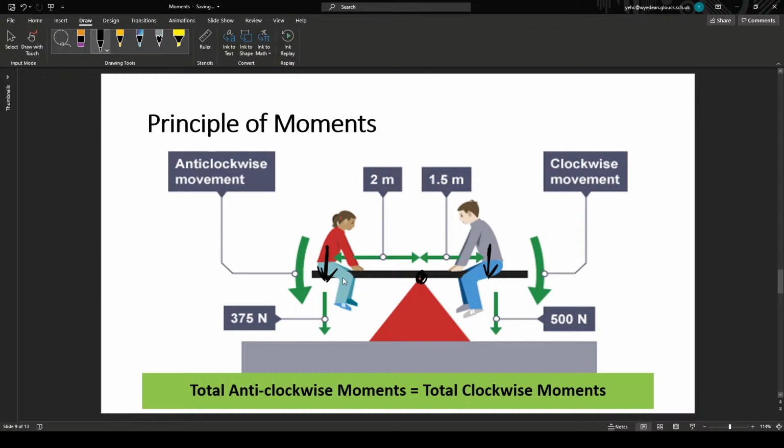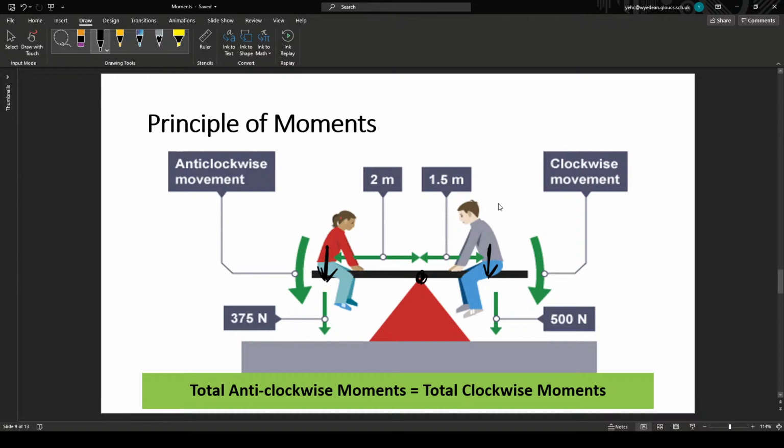And this is known as the principle of moments, where if we have two turning effects that are opposite to each other, and they are both equal, then we see a balance out. So the seesaw would be unmoving. They would just both be sat here, not going up or down. And so I have here at the bottom: total anti-clockwise moments equals total clockwise moments. Basically, we're saying that if the moments on one side are equal to the moments on the other side, then there wouldn't be a turn.